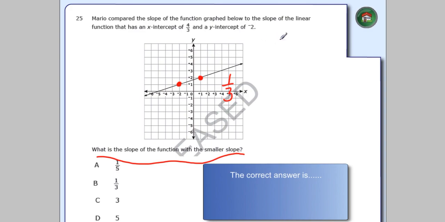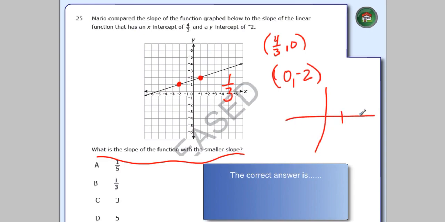So x-intercept means that there's an ordered pair of 0, 4/3. And the y-intercept means there's a, I'm sorry, that's wrong. X-intercept would mean there is an ordered pair of 4/3, 0, and a y-intercept has a 0, -2. Because here, if I do 4/3, 0, it would be somewhere here, and 0, -2 would be here. So this is your y-intercept, and that's your x. So all we need to do is find the slope of these.